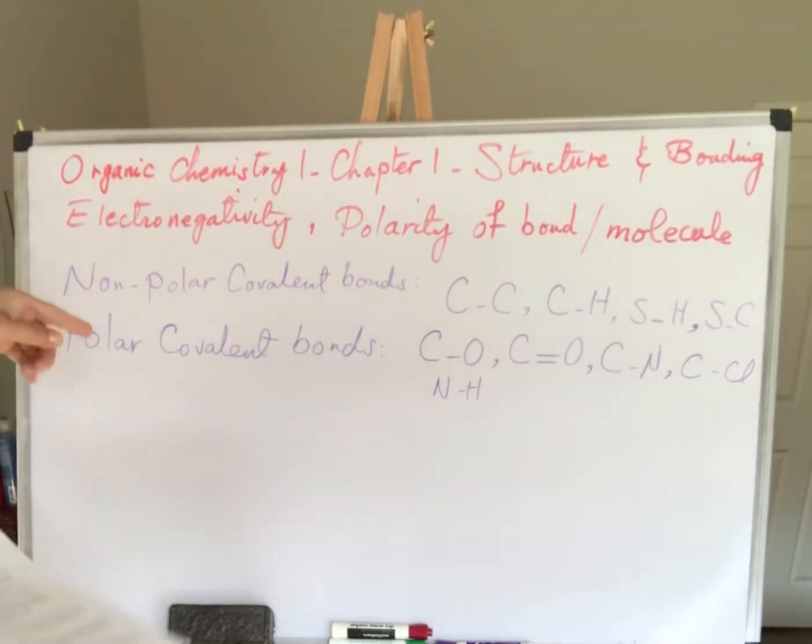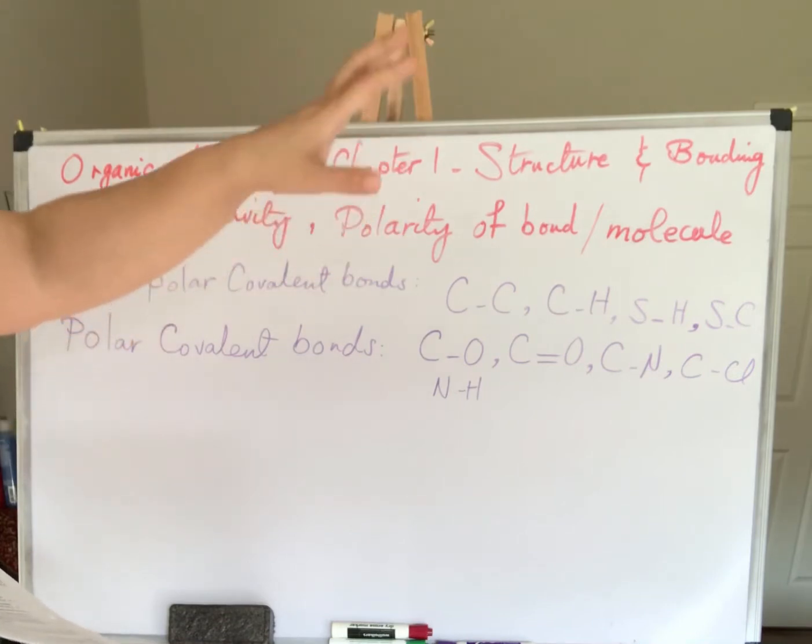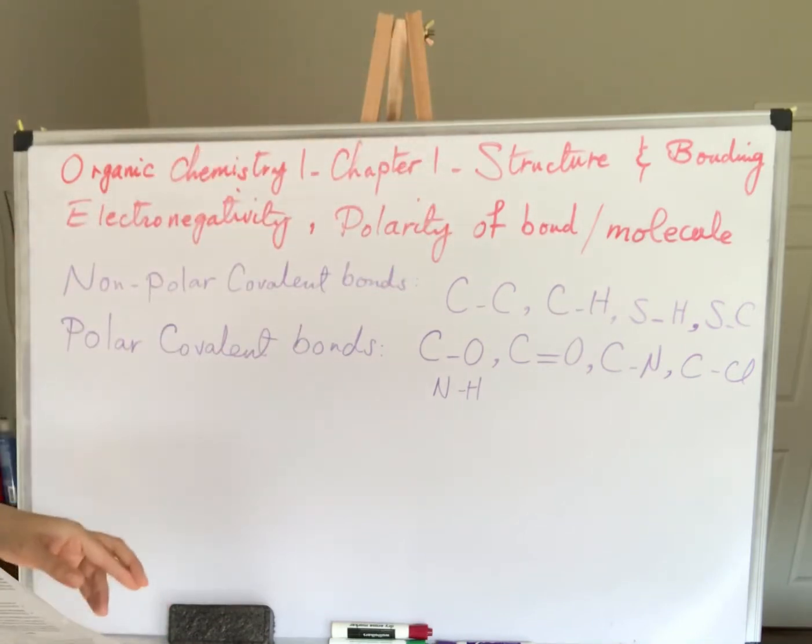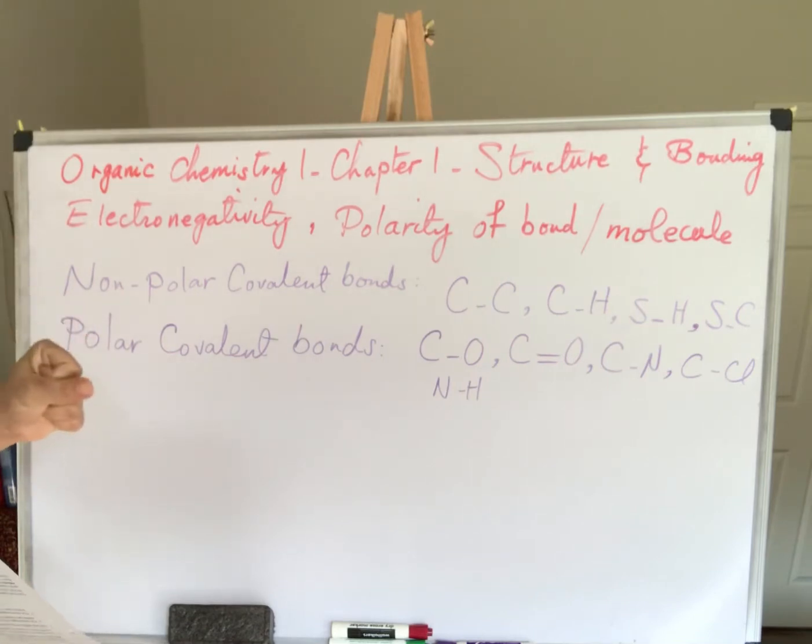Alright guys, the last part of this chapter, after having so much information and hopefully you have remembered lots of stuff from your general chemistry. Let's talk about electronegativity and polarity of bonds and molecules at the end. You remember that in covalent bonds, the two atoms share the electrons between them.